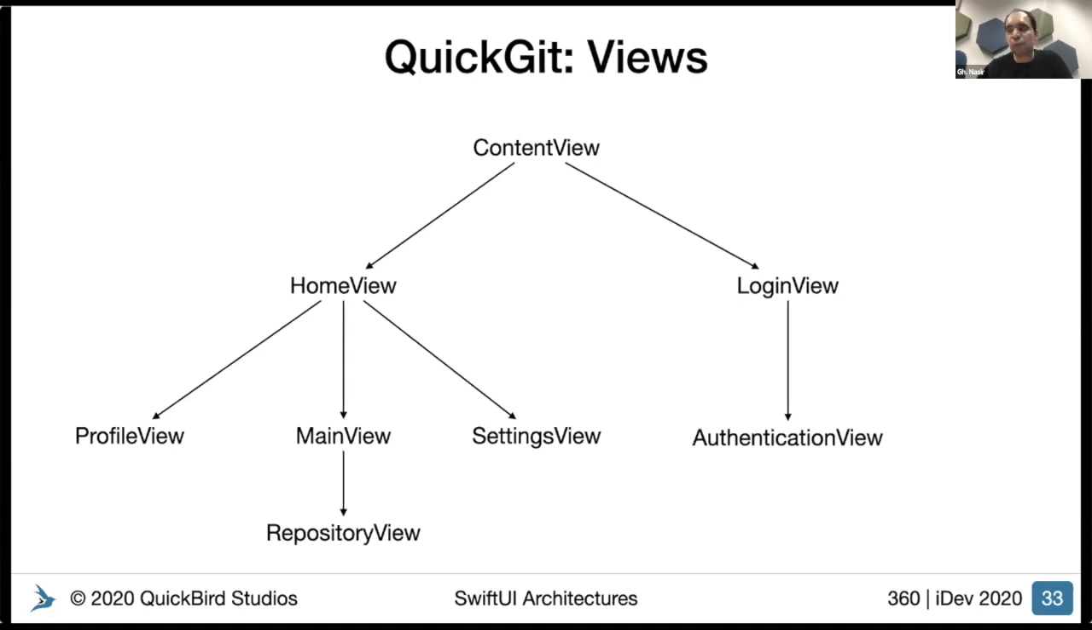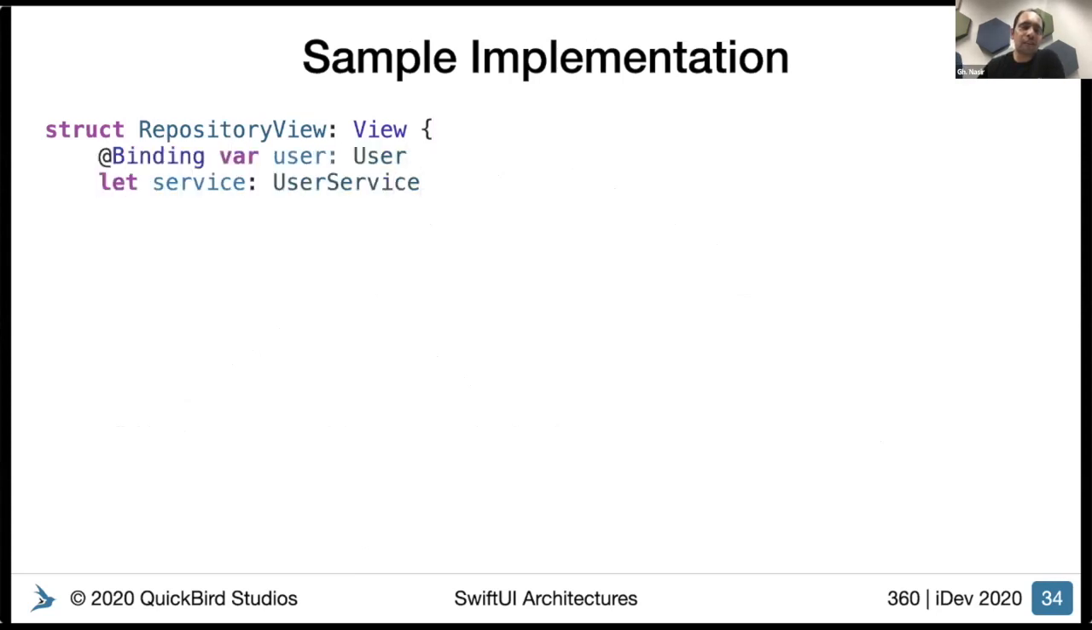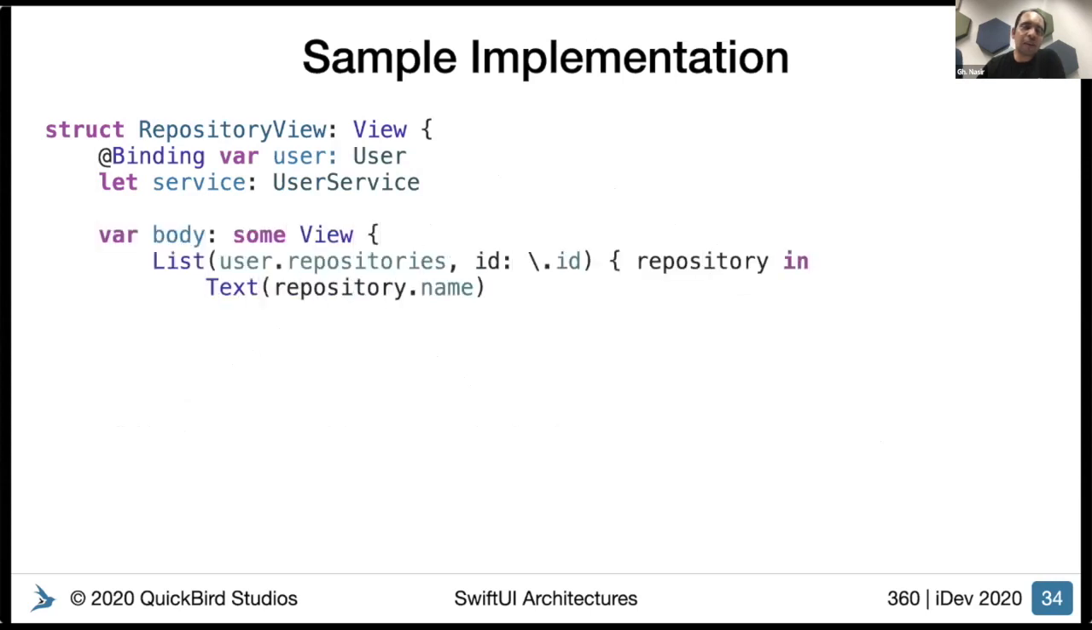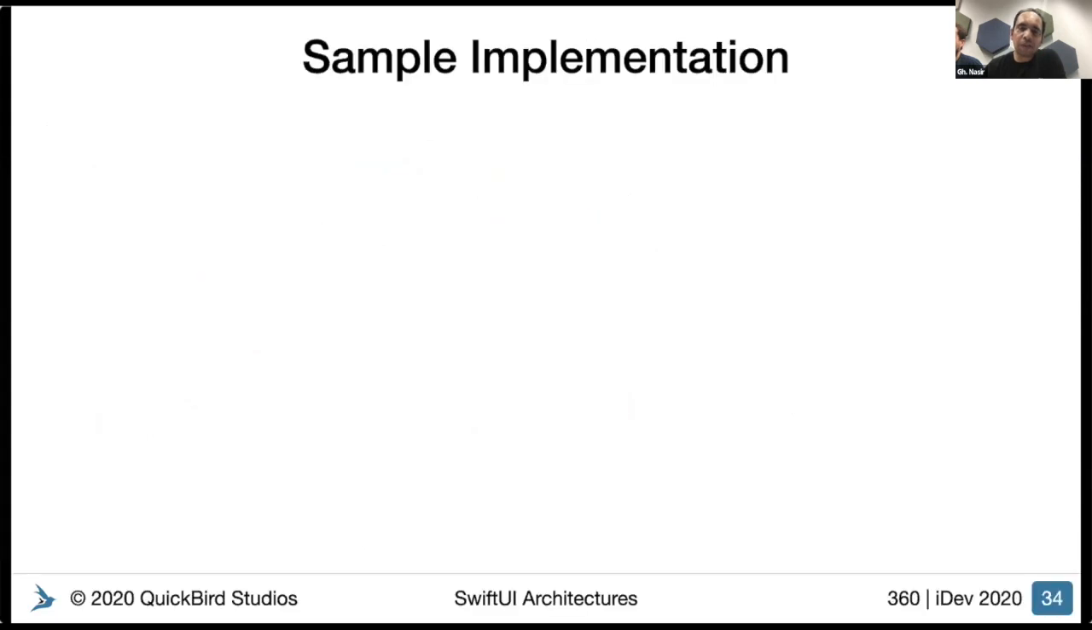At the moment, the settings view is really basic. It is just a label in there, but all others are full-fledged views. And just a sample implementation of how any view will look. So for example, we have a user who has a list of repositories, and then we show that in a list. And we also fetch those repositories whenever the view appears.